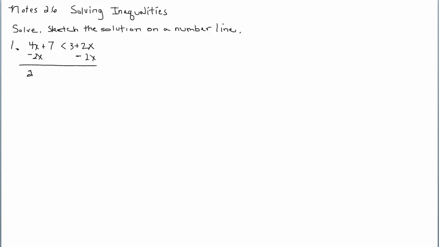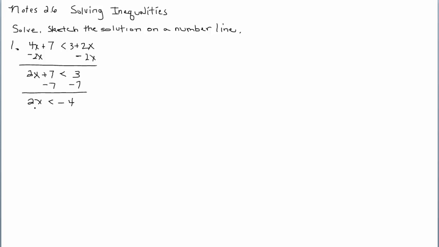If you're comfortable not doing this work, that's absolutely fine. You can skip what I just did there and just come right down to this line right here. Let's subtract a 7. The result is 2x is less than negative 4.